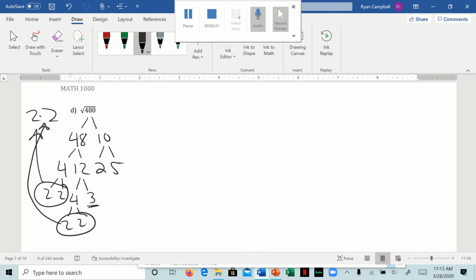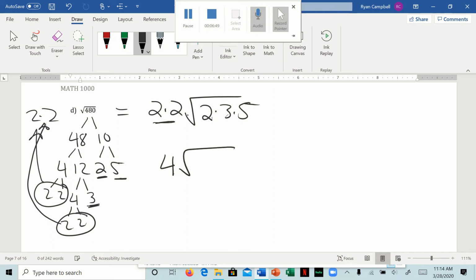So notice the end numbers are going to be 3, 2, and 5, right? We're going to look at the ends of all of these numbers. So on the outside, we get 2 times 2. And on the inside, we get 2 times 3 times 5. Which means if we multiply these together, we get 4 times the square root. 2 times 3 is 6. 6 times 5 is 30. 4 square root of 30.